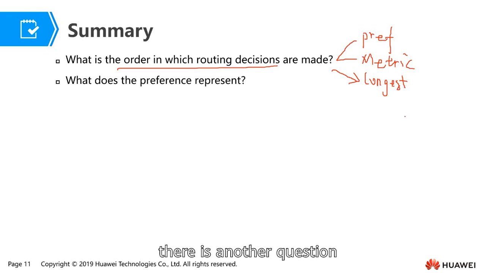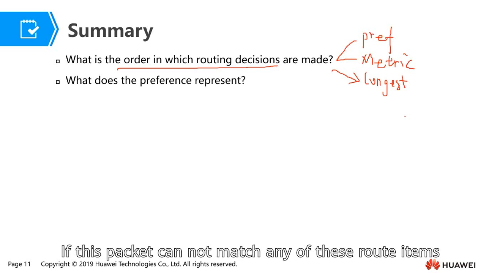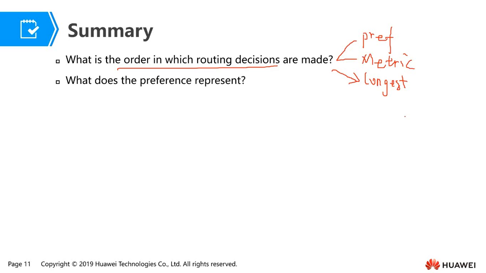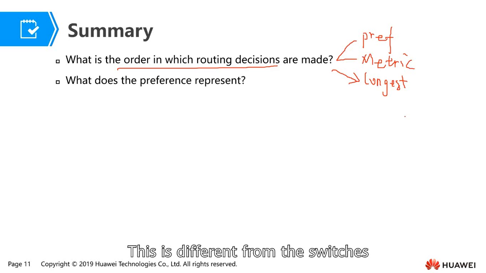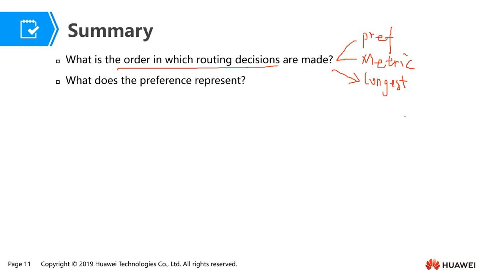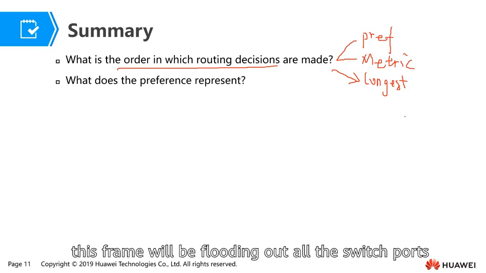Another question: if this packet cannot match any route item, that means none of the route items is matched by this packet, then what will happen? Yes, this packet will be dropped. This is different from the switch. On the switch, if the destination MAC address cannot be found in the MAC address table, then this frame will be flooded out of all the switch ports.